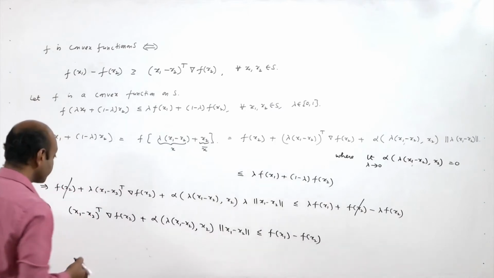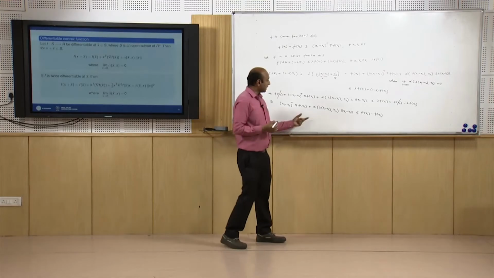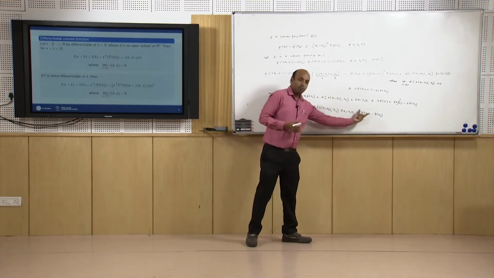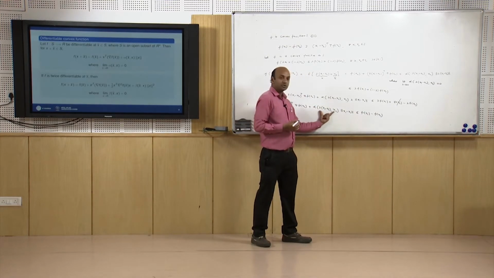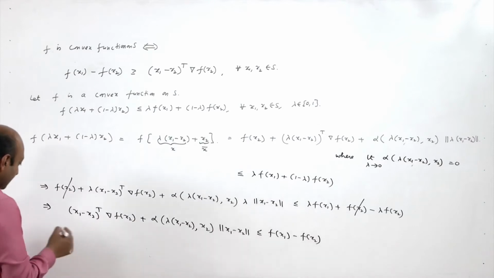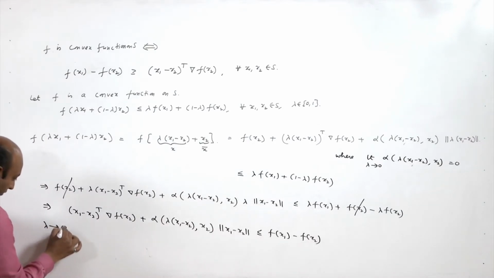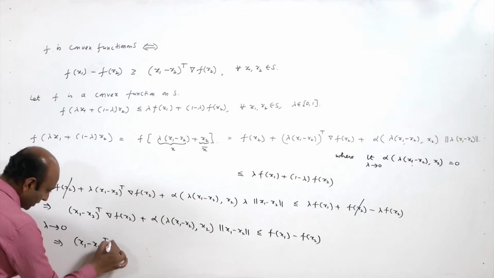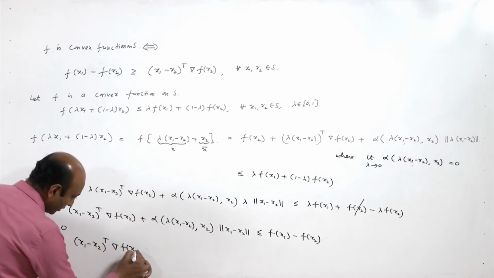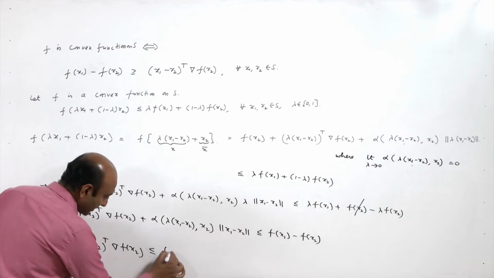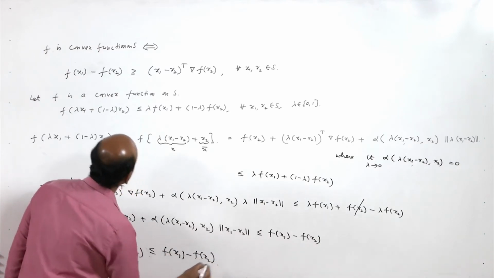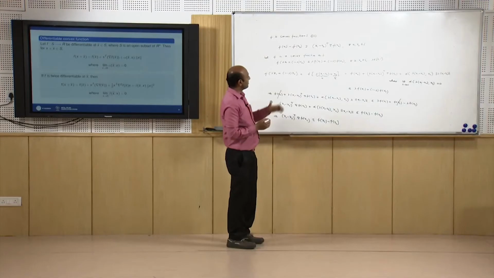Okay. Now take lambda tending to 0 on both sides. If you take lambda tending to 0 on both sides, this term will tend to 0. So taking lambda tending to 0 implies (x1 minus x2) whole transpose gradient of f(x2) is less than or equal to f(x1) minus f(x2). Okay. So we have proved the first part.